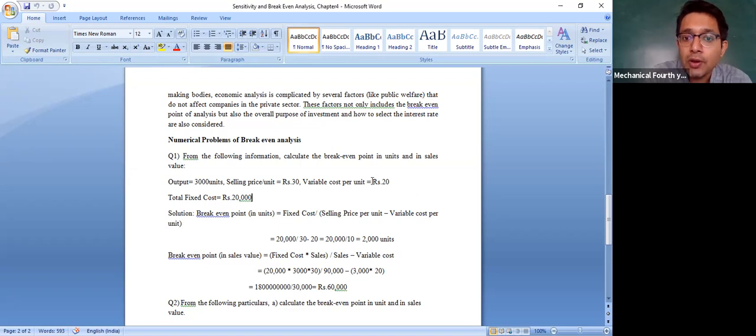What will be variable cost? Variable cost is per unit 20. If output is 3,000, then 3,000 into 20. This will be 60,000. 20,000 into 90,000 divided by 30,000 is equal to rupees 60,000. That means the break-even point in sales value will be rupees 60,000. Did you guys get it till here? Chandan, have you understood? Chandan, is it clear?